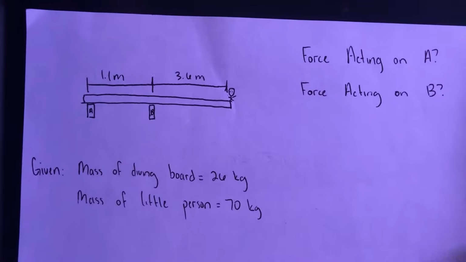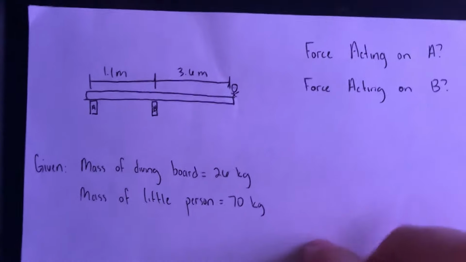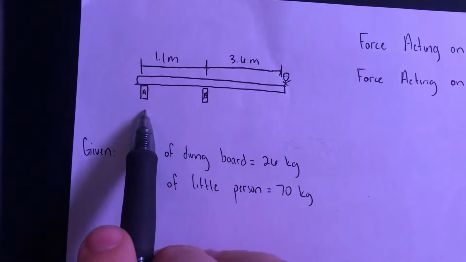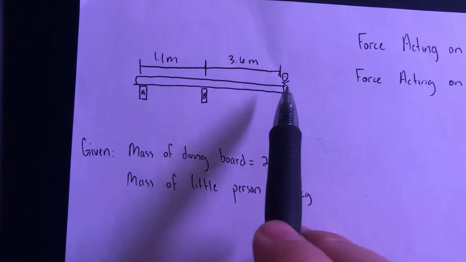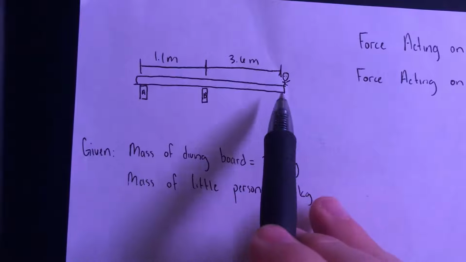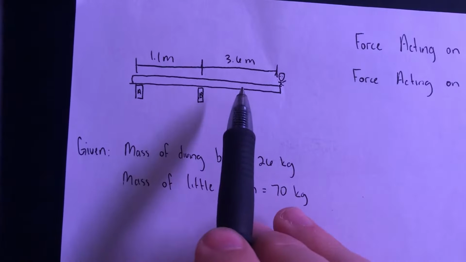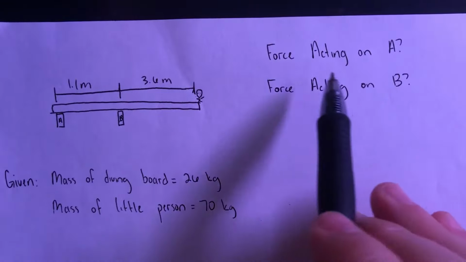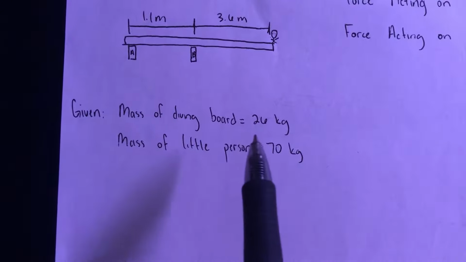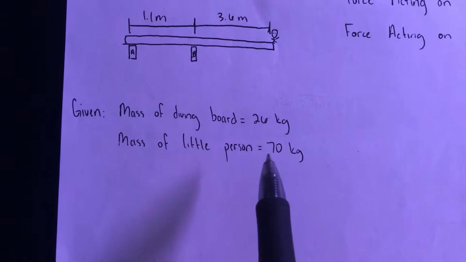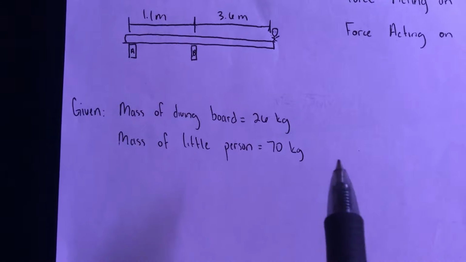Okay, so here's the problem we're working on. What you have is your point A and your point B, with the little person off the diving board. You have your distance, and what the problem is looking for is the force acting on A and the force acting on B. What you're given, of course, is the mass of the diving board and the mass of the little person.